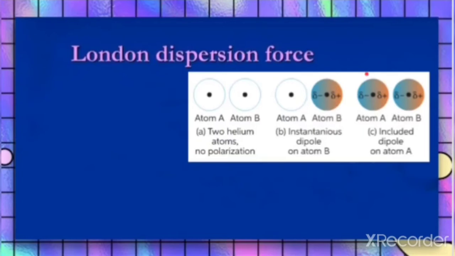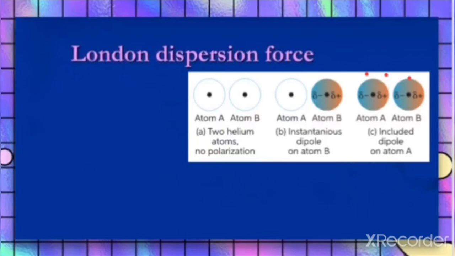Now you can see in the diagram, because B has a dipole for an instant, the neighboring atom will also behave like a dipole. So now you can see here also there is partial positive and partial negative. This dipole is called an instantaneous induced dipole. Why is it induced? Because this dipole is developed because of the dipole in the neighboring atom. So this is called an instantaneous induced dipole.